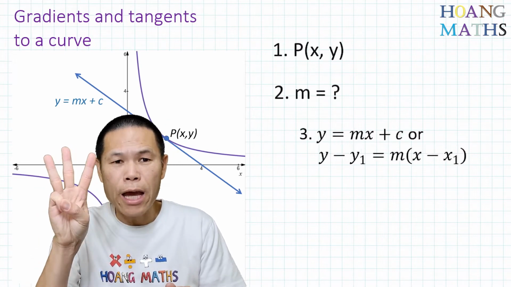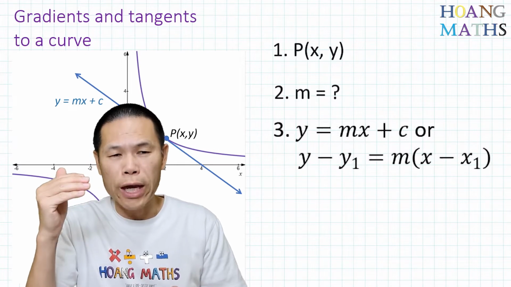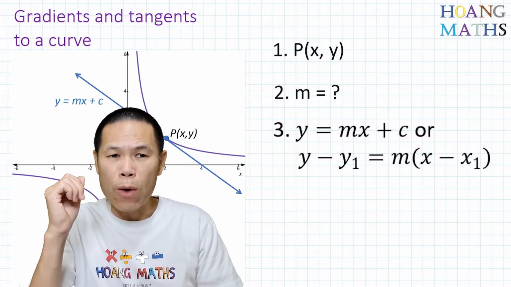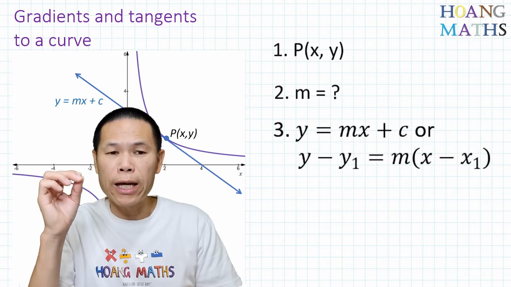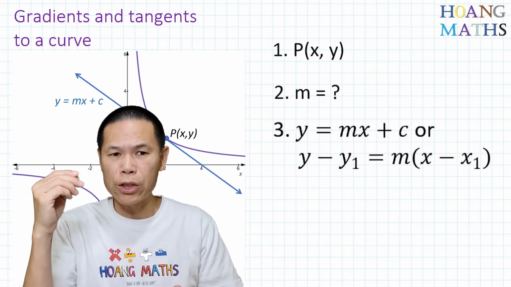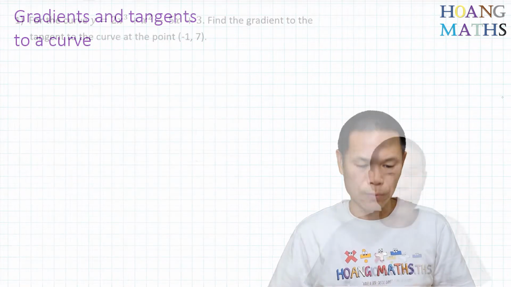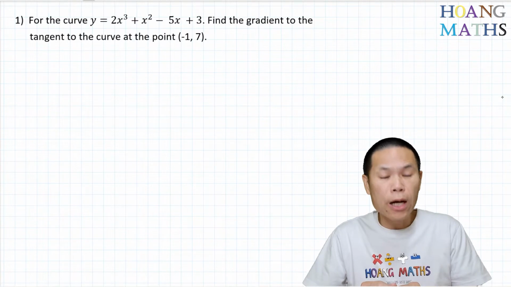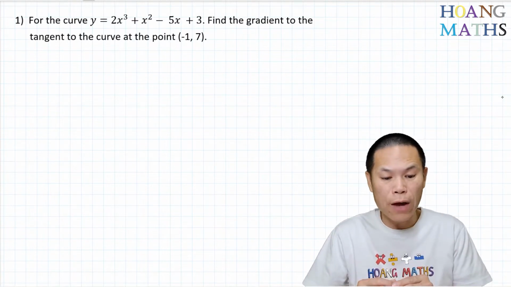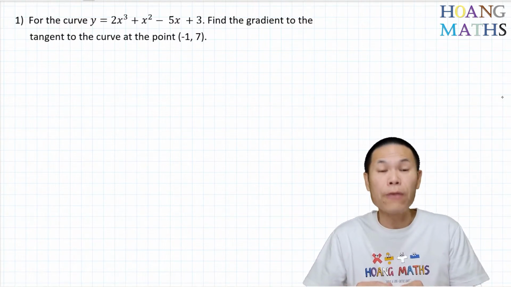The third step is we use y equals mx plus c, or we can use y minus y1 equals m bracket x minus x1. We can use either one of them to find the equation of the tangent. So let's go through a couple of examples. First one, for the curve y equals 2x^3 plus x^2 minus 5x plus 3, find the gradient of the tangent to the curve at point (-1, 7).